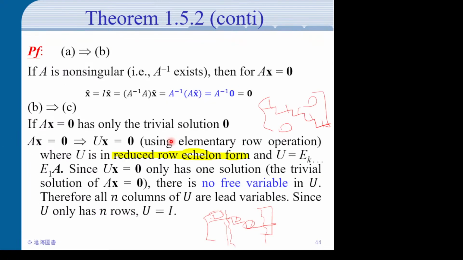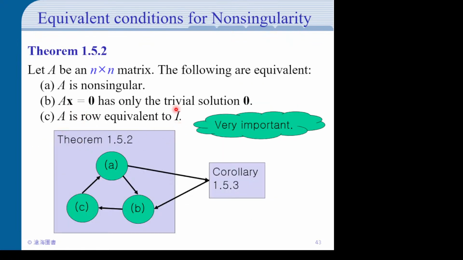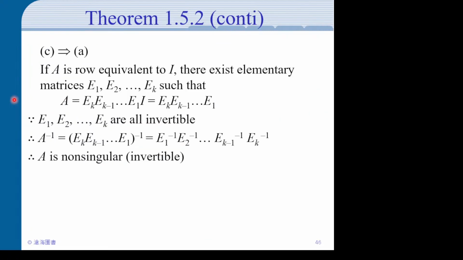Then finally the third one. So if A is row equivalent to I, then A is non-singular. And this one is also simple. So A is row equivalent to I, then we have a whole bunch of elementary matrices that you oh, sorry.